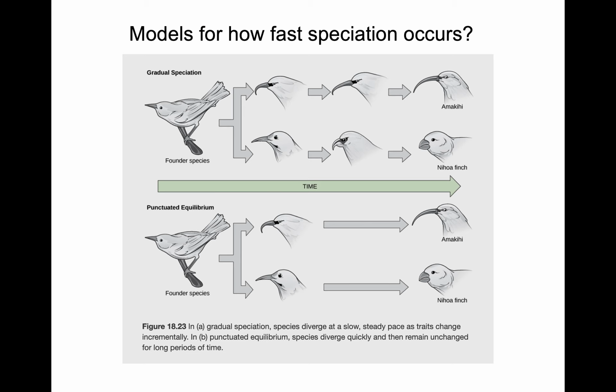Okay, now another question that scientists ask is how fast speciation happens. Throughout all the studies and observations that they have done, they have identified two different models for speciation in terms of how rapidly it happens. One is gradual speciation, the other one is punctuated equilibrium, and they're different in the rate of speciation.